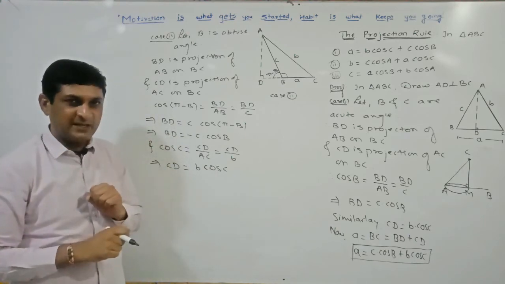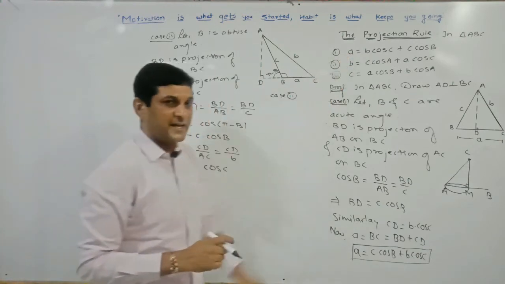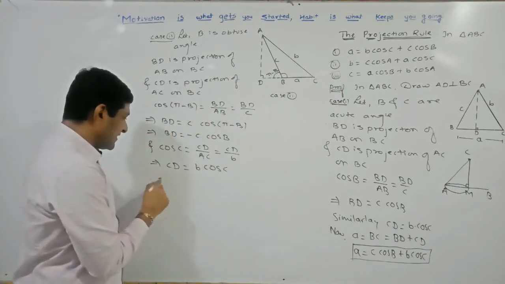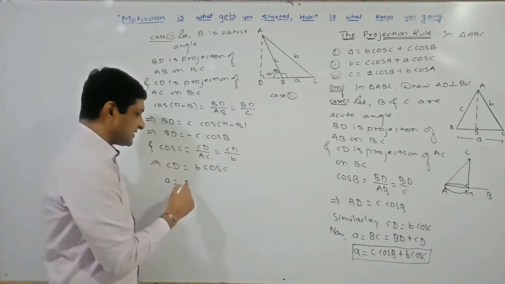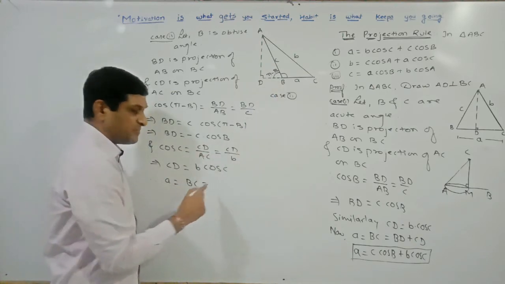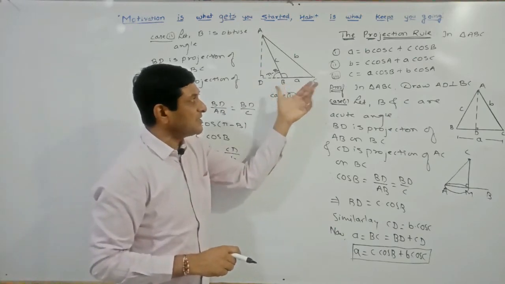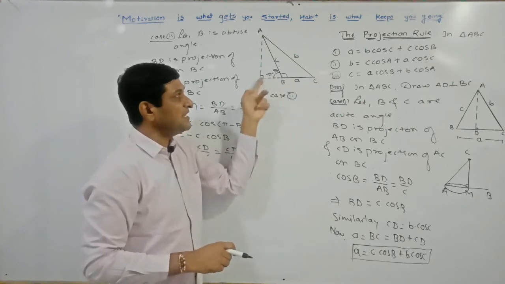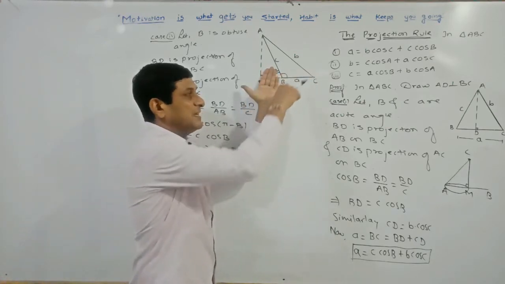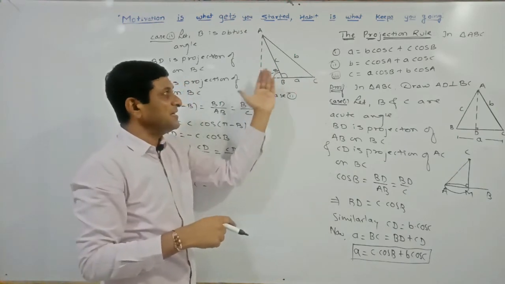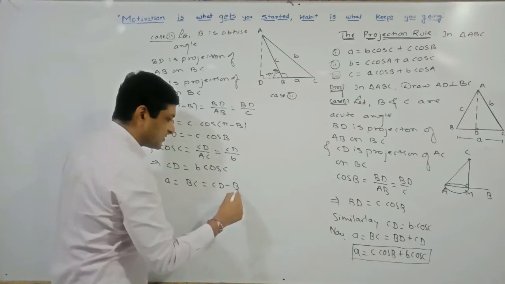Once these two values, BD and CD, are known to us, then focus on our required result. What is the left hand side? a. So a is nothing but the length of side BC. Now can I write this BC as CD minus BD? If we subtract BD from CD, we get BC. So BC can be written as CD minus BD.